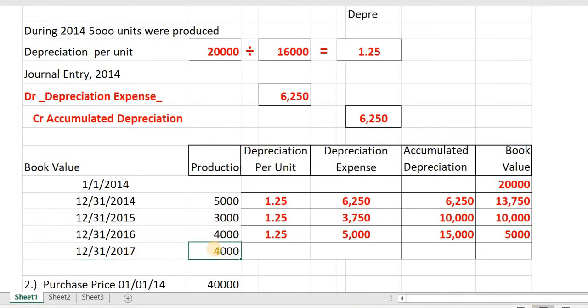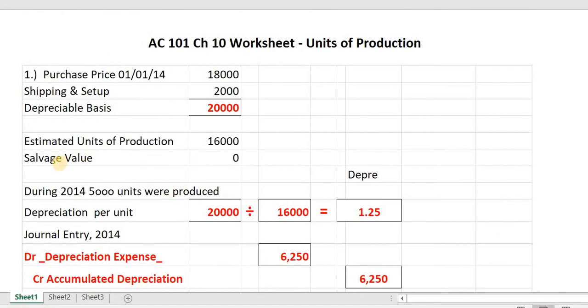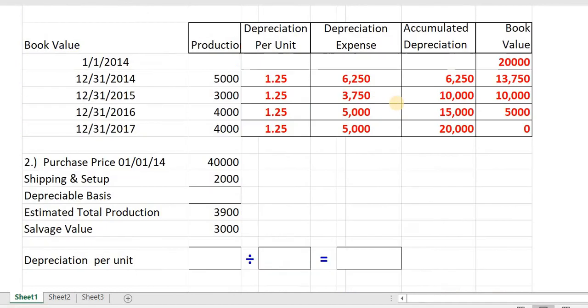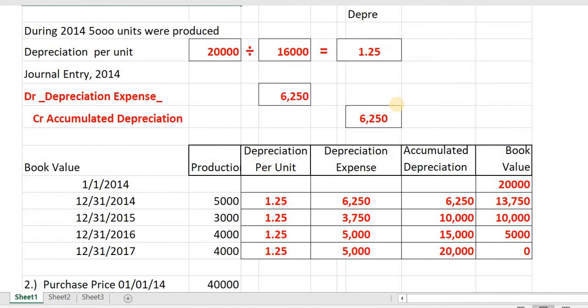It's year 4. We're going to produce 4,000 units. $1.25 a unit is the depreciation. $5,000 is the depreciation expense, which will make our accumulated depreciation $20,000 and our book value 0. Now let's stop for a second. The book value can only be 0 if that was our estimated salvage value. Was it? Yes. Estimated salvage value was indeed 0. And that's what it ended up being. So there you have it.